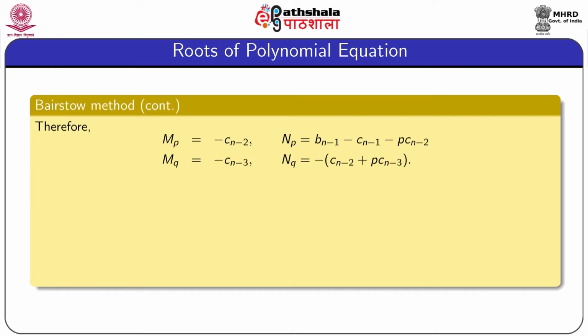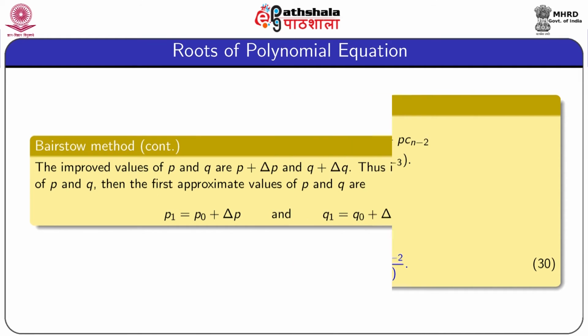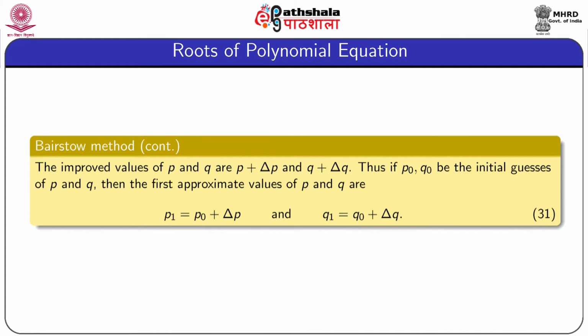So, using this notation, we can write the expression for delta p and delta q as this one. Delta p is this one and delta q is this one. So, this is the final expression to find the values of delta p and delta q, and this expression depends on the values of b's and c's, which are given in the previous slide. Now, the next improved values of p and q are p plus delta p and q plus delta q.